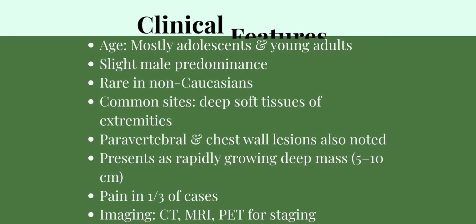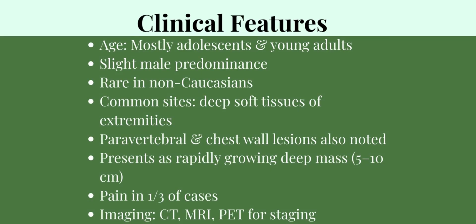Ewing sarcoma predominantly affects adolescents and young adults, with a median age of around 15 years. There is a slight male bias, and it often arises in deep soft tissues of the extremities, typically presenting as a rapidly enlarging mass measuring 5 to 10 centimeters. Only 1 to 2% of the cases are seen in the gnathic or craniofacial bones. Pain may or may not be present, and advanced imaging techniques are essential for staging and treatment planning.